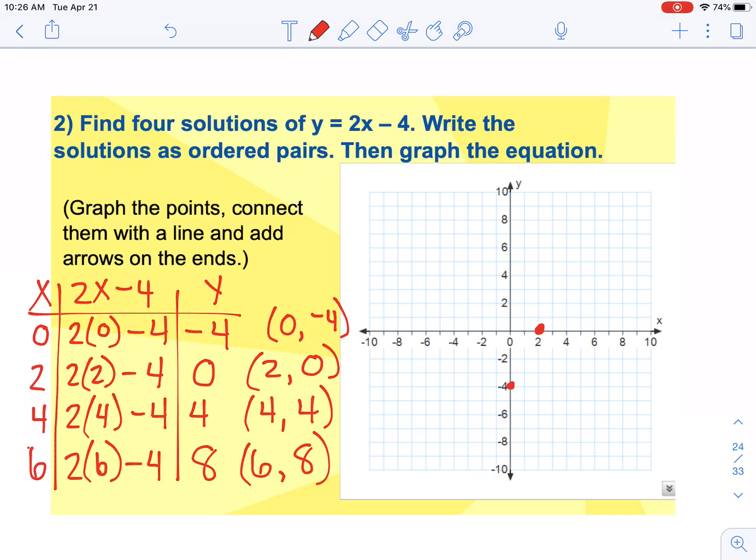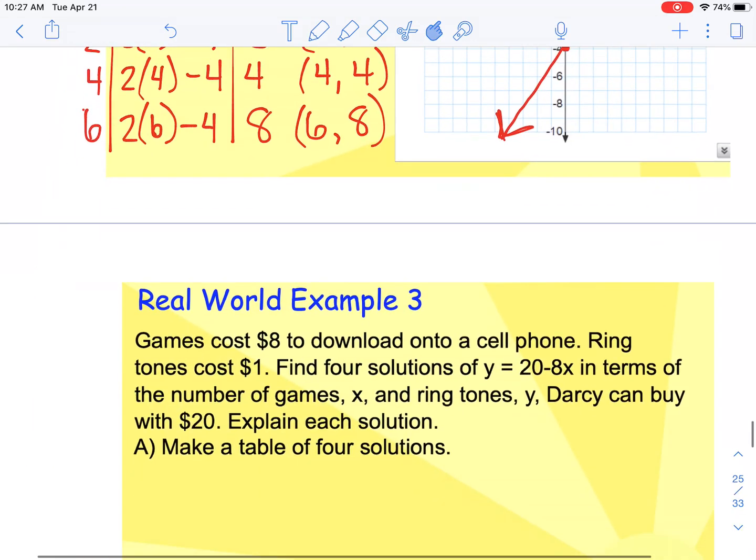Plot that point. Then I have 4, 4. So I go to the right 4, up 4, plot my point. And then I have 6, 8. So I go to the right 6, and I go up 8 and plot my last point. Then we're going to draw our line by connecting these points and add arrows. And there is our linear equation.